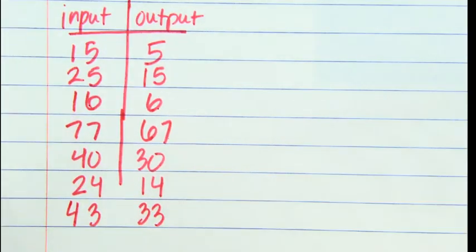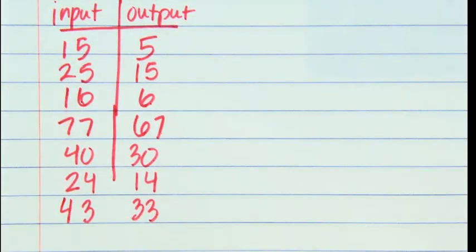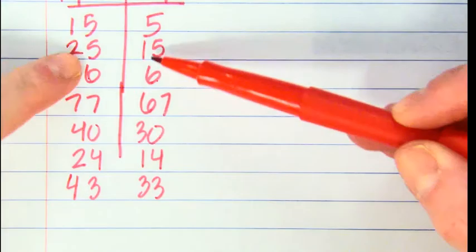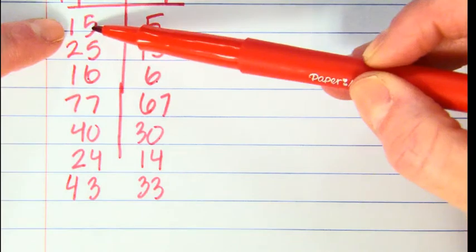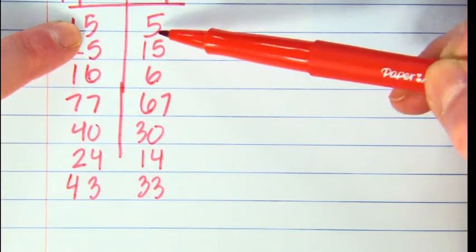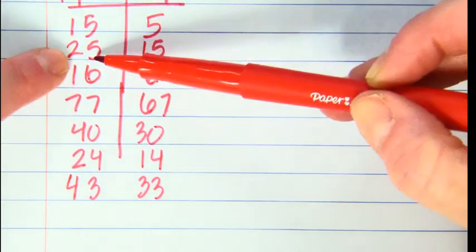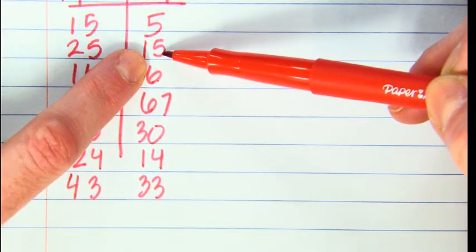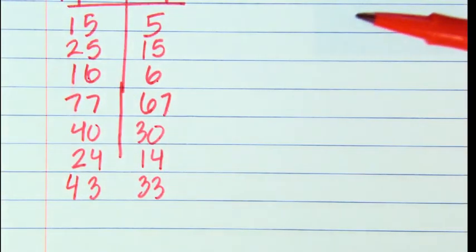Now, here's the thing about the ones digit. When it says take the ones digit, that means that the output is literally the ones digit. It doesn't mean that the ones digit matches up here. It means like, see how the ones digit in 15 is 5? Your output's 5. 25, the ones digit would be 5, so the output should have been 5. So the ones digit rule doesn't work for all of them.